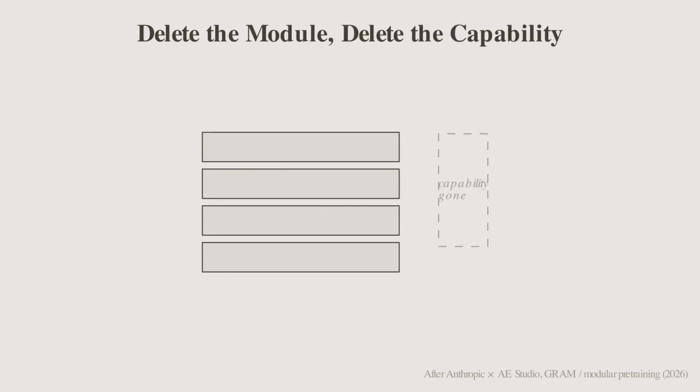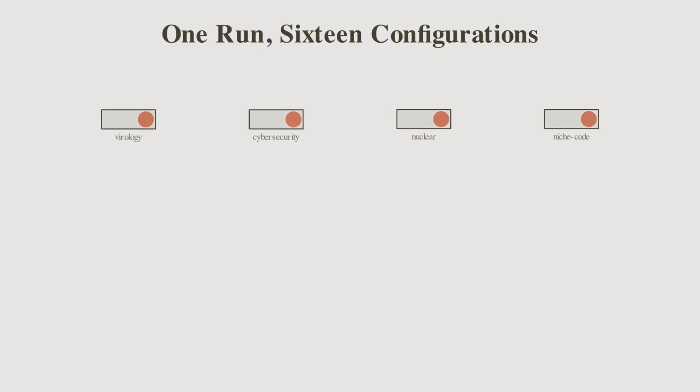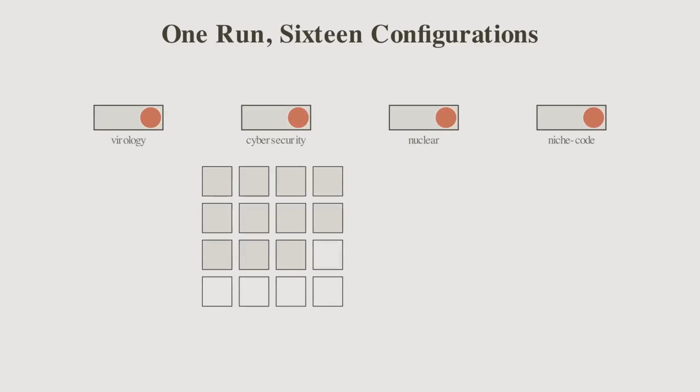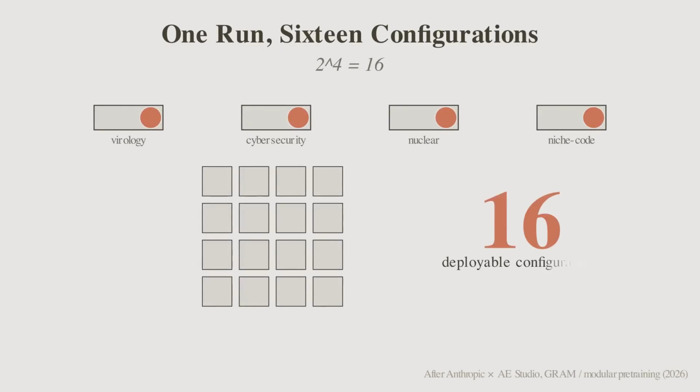The rest of the model is completely unchanged. Or leave the module in behind an access key for trusted deployment to biosecurity researchers. One base model, multiple configurations. Four categories, each can be on or off. One training run produces 16 deployable configurations, the full binary grid. That is the combinatorial win at the heart of GRAM.